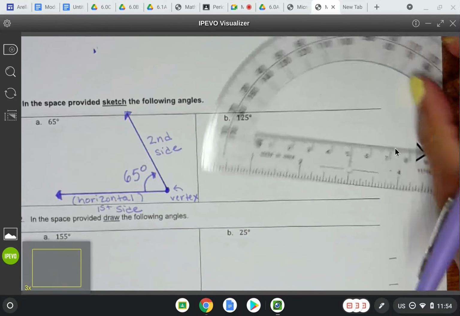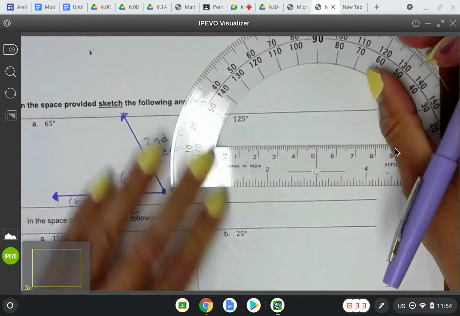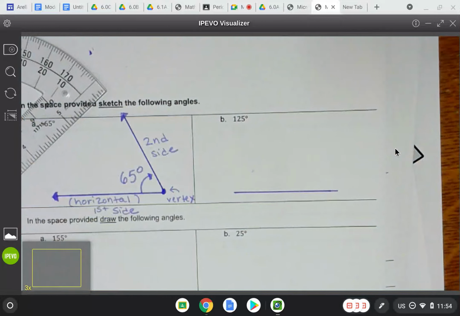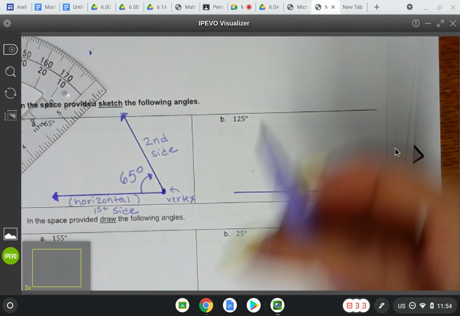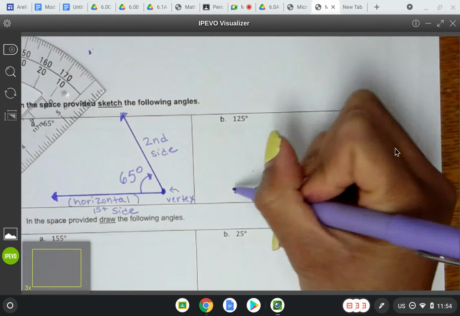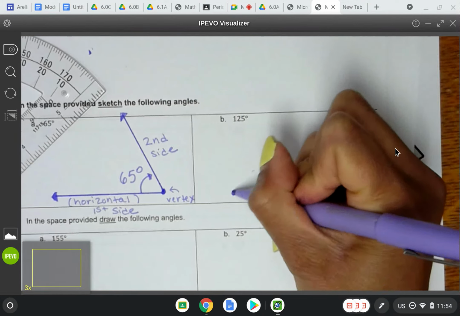Okay, part B, I'm going to sketch my horizontal. So there's my horizontal. Then I'm going to determine which side's going to be my vertex. So I'm going to use the left side this time.